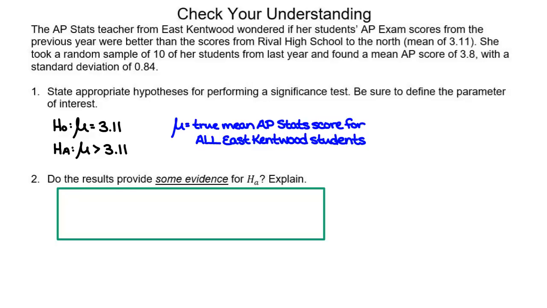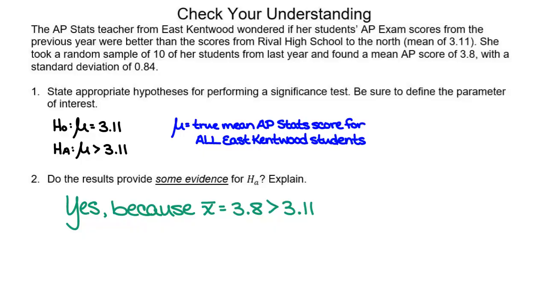Does this teacher's results provide some evidence for the alternative hypothesis? Not asking if it's convincing. I'm just asking if there is some evidence for it. Yes. Why? 3.8 is greater than 3.11. Absolutely. The x-bar is bigger than the claimed average, so we at least have some evidence here that it could actually be bigger.